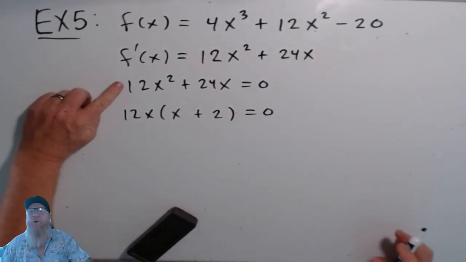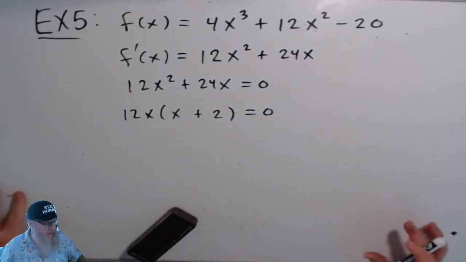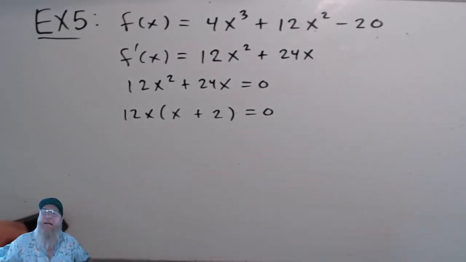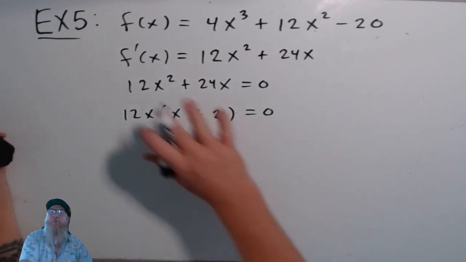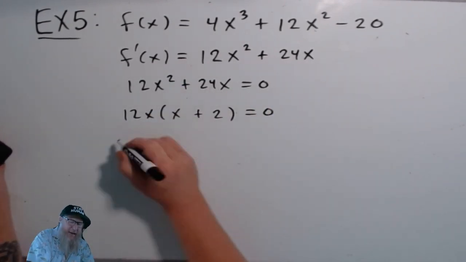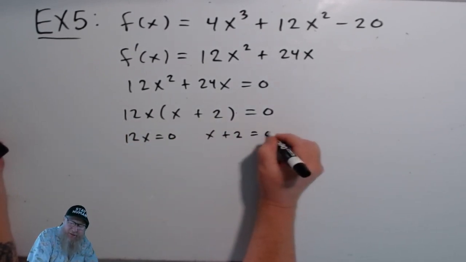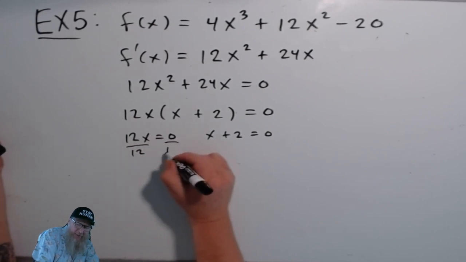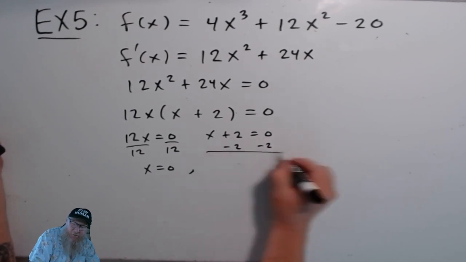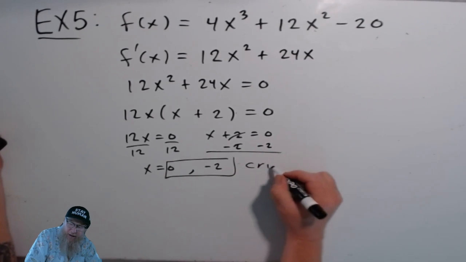This is a pretty simple equation. They are going to get worse. If the equations are more complicated, you might need some more sophisticated methods, formulas, recipes, more complicated factoring procedures. But this one's pretty straightforward. They both have a common factor of 12 and an x, so I can pull that out. You can hopefully solve these just with mental math. So you're going to get 0 and -2.